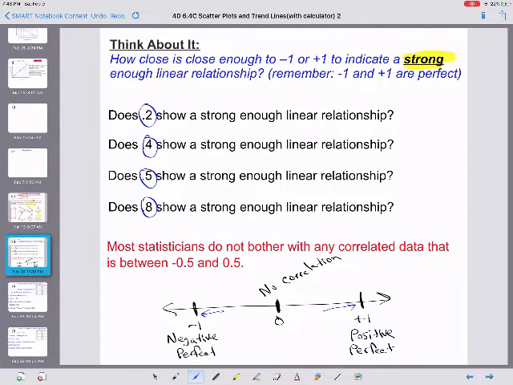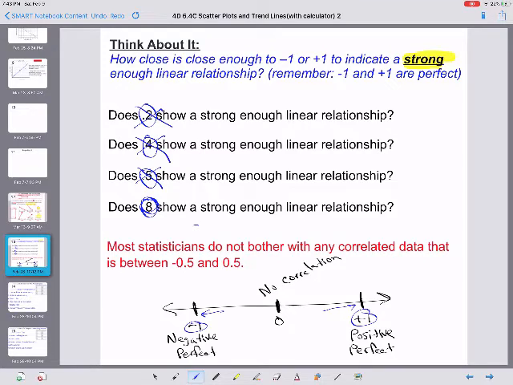Well, most statisticians, people that work with stats all day, don't even bother with any correlation data that is between -0.5 and 0.5. So 0.2, that's weak, if any. 0.4, also weak. 0.5, that could be argued as moderate, if you will. But basically, once you get above 0.5, like 0.8, you're showing a strong relationship at this point. I would even consider 0.7 and even like a 0.65 or something like that to be pretty strong. But the closer we get to 1, or -1, would be really strong.